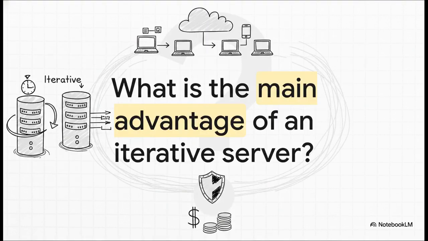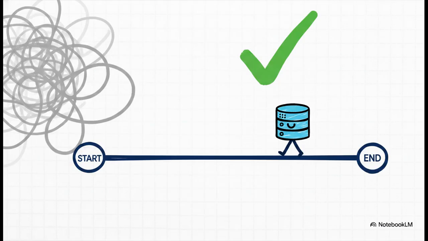Okay, next up, server design. We've just talked about how much better and more scalable concurrent servers are. So why on earth would anyone ever choose to build an iterative server? What's its one big selling point? The answer is B. It is just plain easier to build and debug.